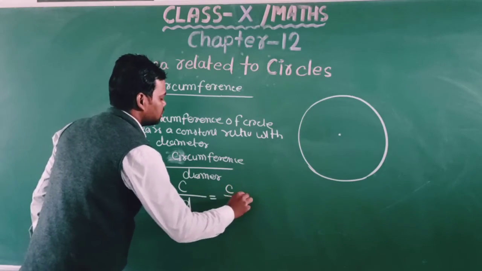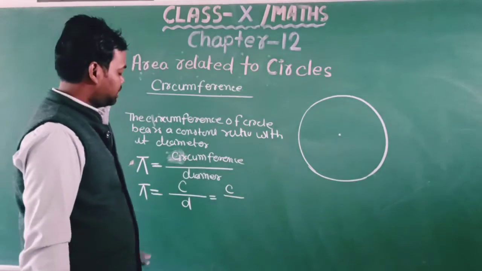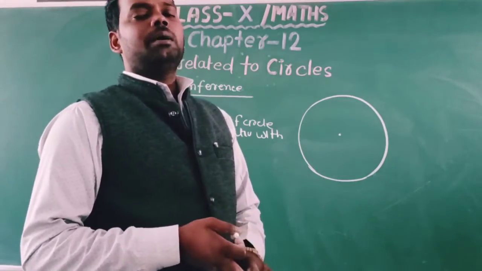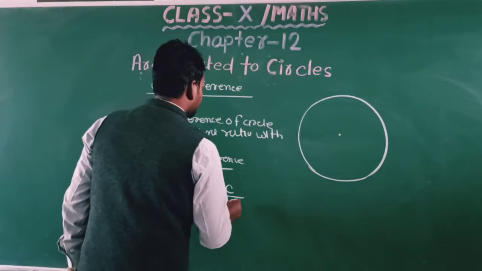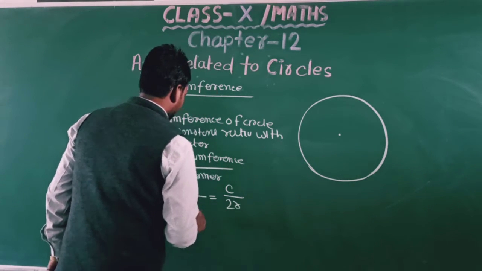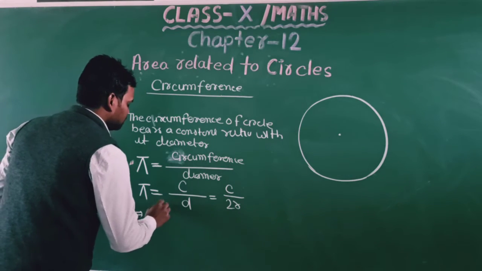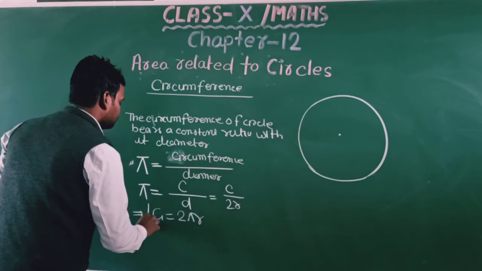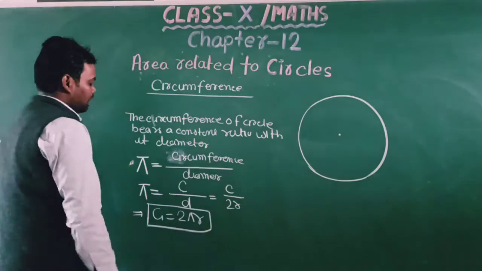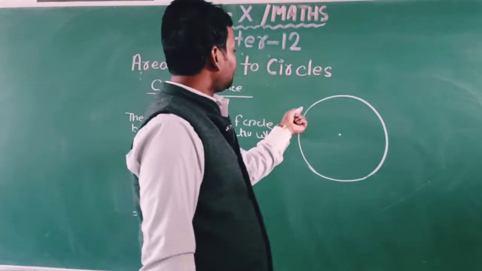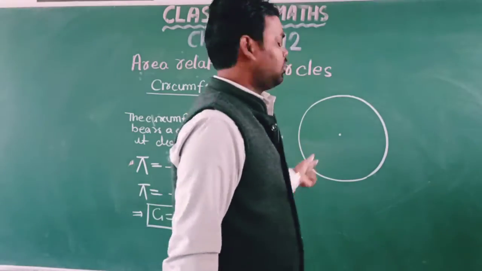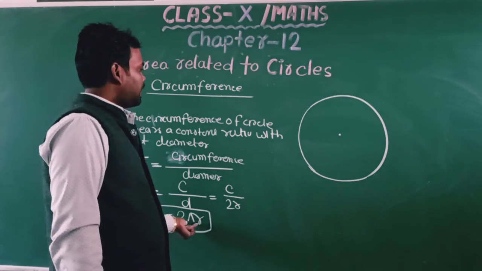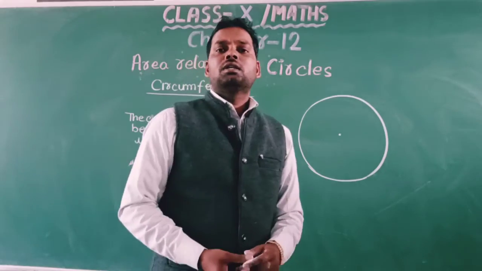So capital C is the circumference, and we know the relationship of the diameter and radius of a circle: D is 2r. Now multiplying, we get C equals 2 pi r. This is the formula for finding the perimeter of the circle. C equals 2 pi r is the circumference of a circle.